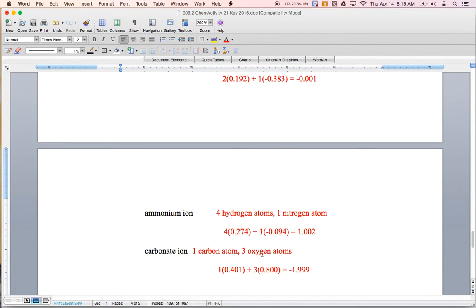With the ammonium ion, we have 4 hydrogen atoms and 1 nitrogen atom, and when we add up the partial charges, we get a 1.002. And for carbonate, we have 1 carbon and 3 oxygens. Adding the whole thing up, we get negative 1.999.